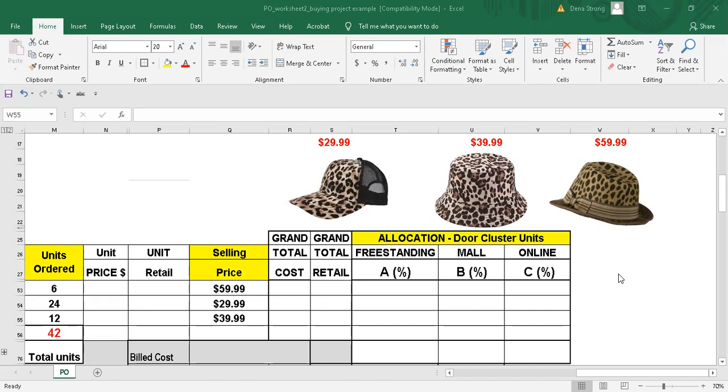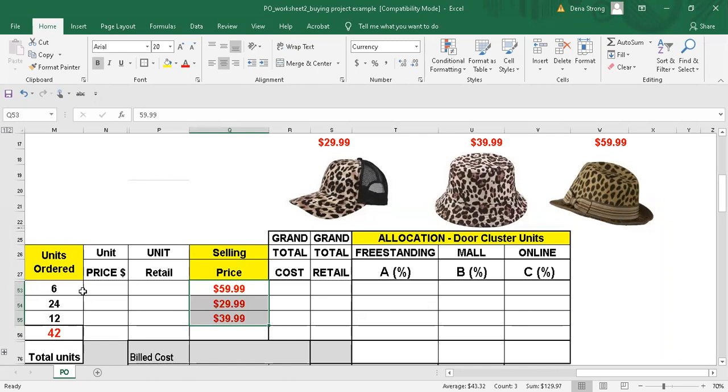Let's just say after I've priced my merchandise using my pricing strategy and my markup, hat number 1 comes to $29.99 final selling price. Hat number 2 will sell in the stores for $39.99. And then hat number 3, with my markup and my wholesale costs, will be final priced at $59.99. So you want to make sure your final selling price goes here. And remember, these will be the prices that your customers will pay at retail.